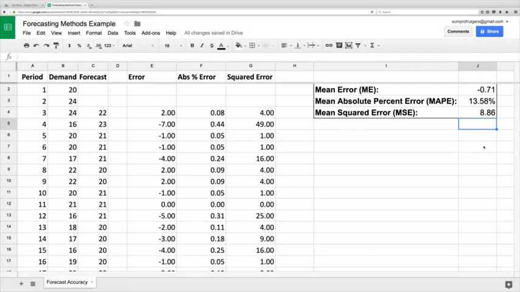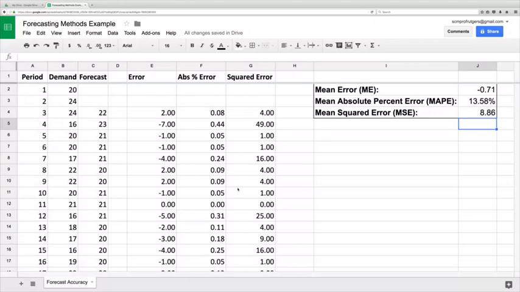Now, 8.86 in general, we cannot really make a lot of statements on, but one of the key features of the mean squared error is that larger errors, so for example, this forecast error of -7, which is an over forecast of 7, now becomes 49. So in an average, we give it much more weight than a small error, such as in period 5, 6, and 10, which only has a value of 1, and 1 times 1 stays 1.